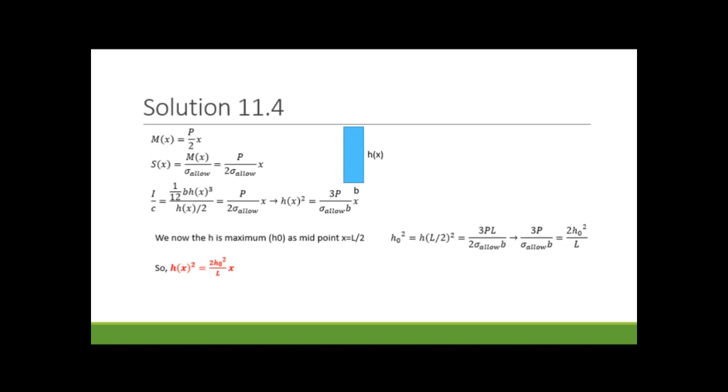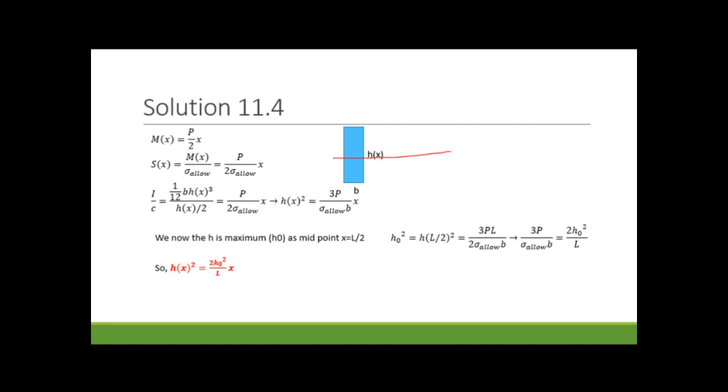Then we can find Sx. You remember Sx is Mx over sigma allowable, which is Px over 2 sigma allowable. I want to write the Sx formulation: you remember I over c. For rectangular cross sections, the moment of inertia is 1 over 12 b times h cubed. h is not constant, therefore I write h as a function. Also c is the maximum distance from the top or bottom points to the neutral axis. This is hx over 2.